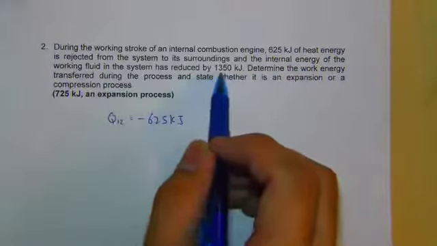Positive value means that it is work output, correct? So as mentioned from question 1, when there's a work output, the system undergoes an expansion process. So simple. That's it for question number 2.